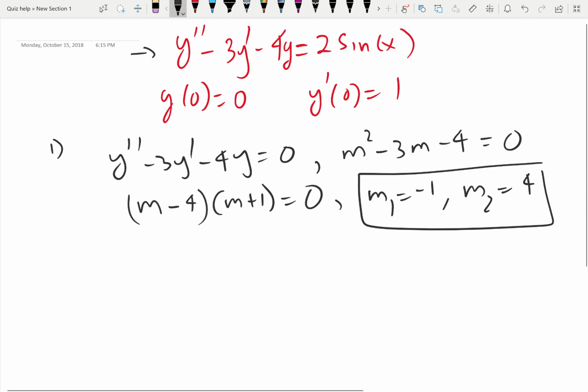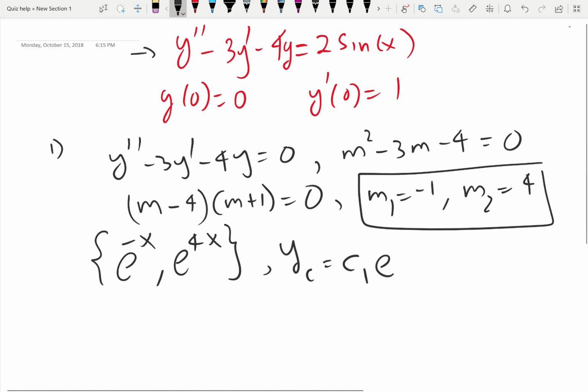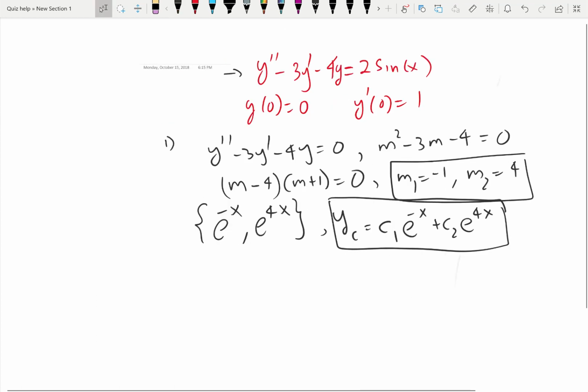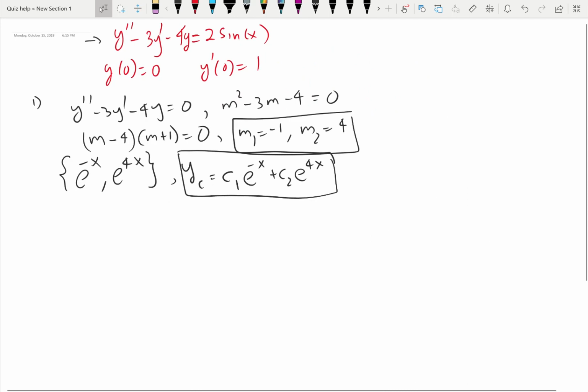Now what is the fundamental set of solutions? e to the negative x and e to the 4x. Then the complementary solution is c1 e to the negative x plus c2 e to the 4x. So that's the solution for the homogeneous version of the differential equation, but we will need it once we need to find the general solution at the end.